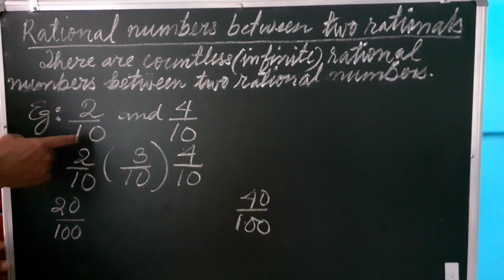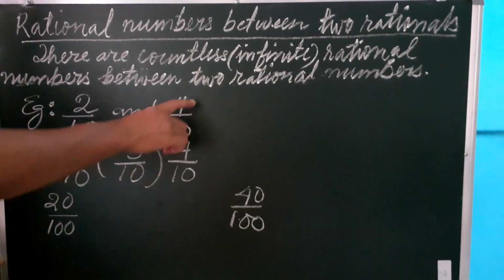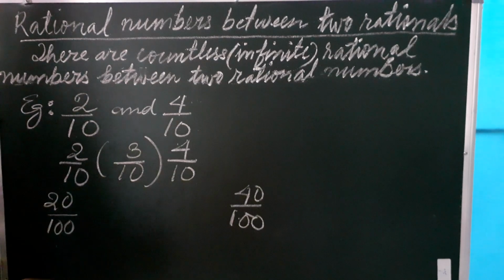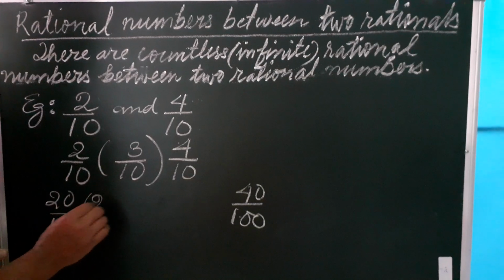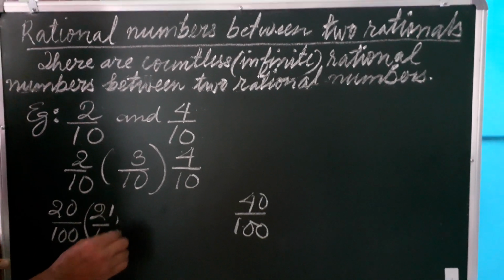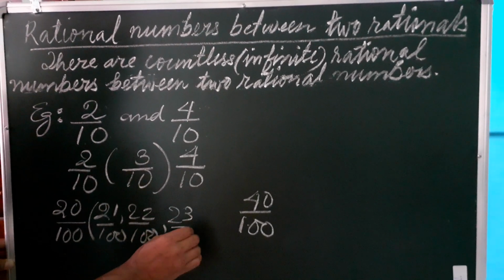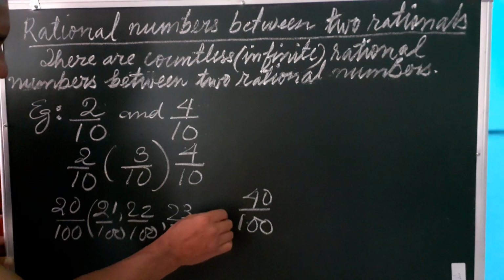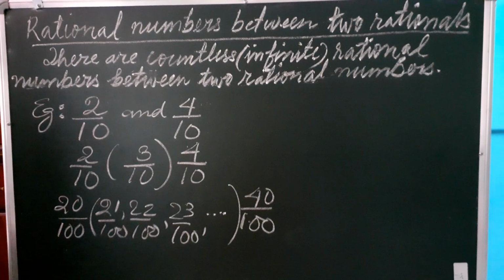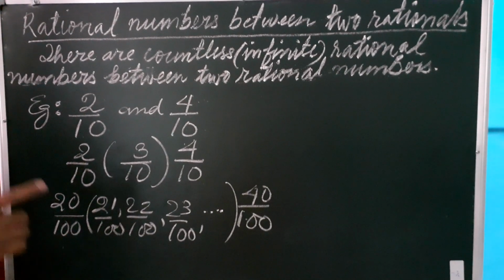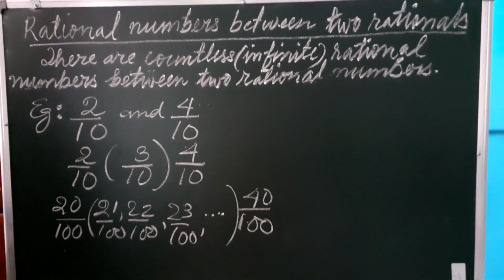As I said, 2 by 10 is equal to 20 by 100, and 4 by 10 is equal to 40 by 100. Between these there will be 20 by 100, 21 by 100, 22 by 100, 23 by 100, and so on up to 39 by 100. In this way we can find countless rational numbers between two rational numbers.